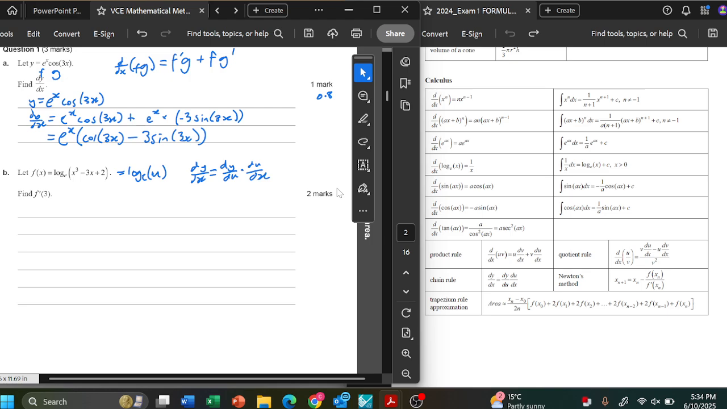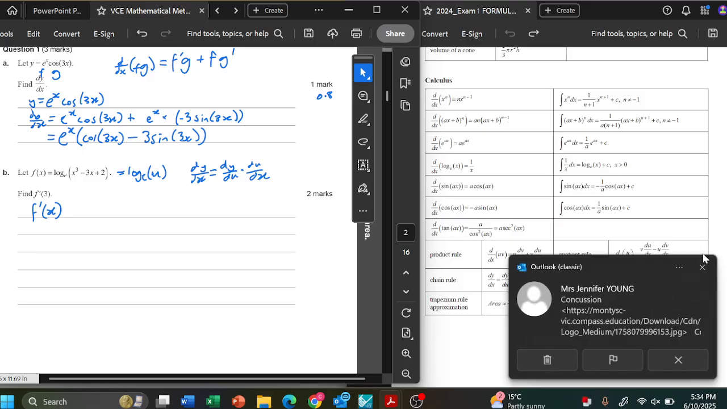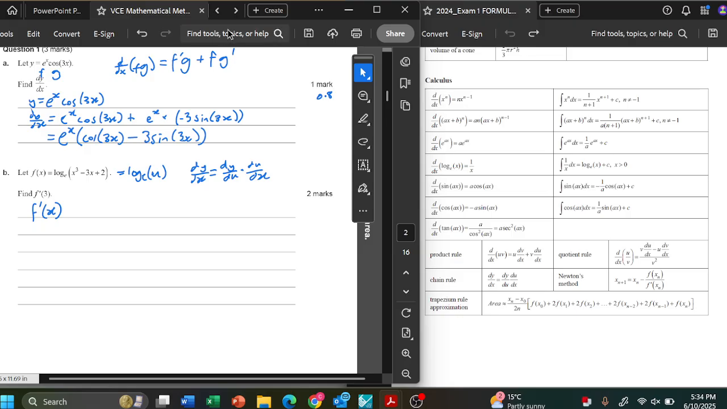So let's go ahead and do that. The question is actually asking for the derivative when x is equal to 3. So we'll first need to find the derivative in general and then substitute x equals 3 in order to find the value. So we're going to first find dy/du, where y is log of u.